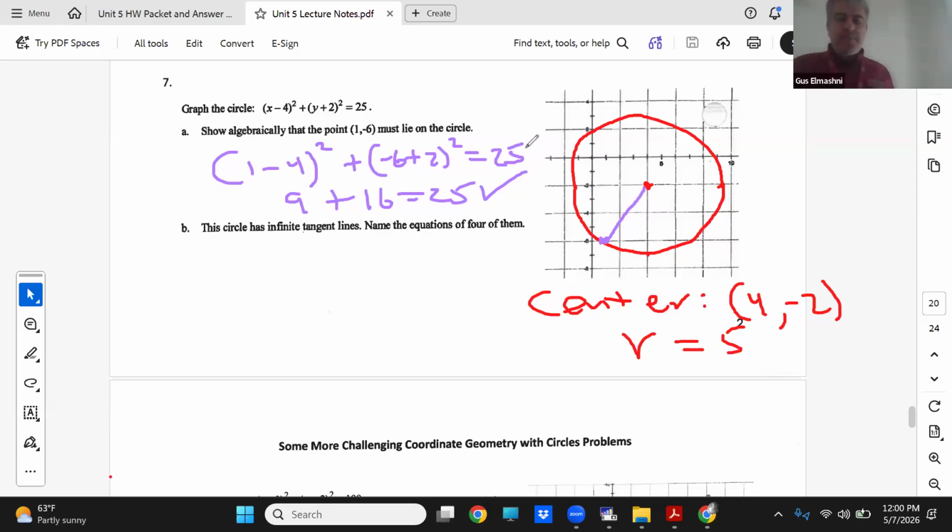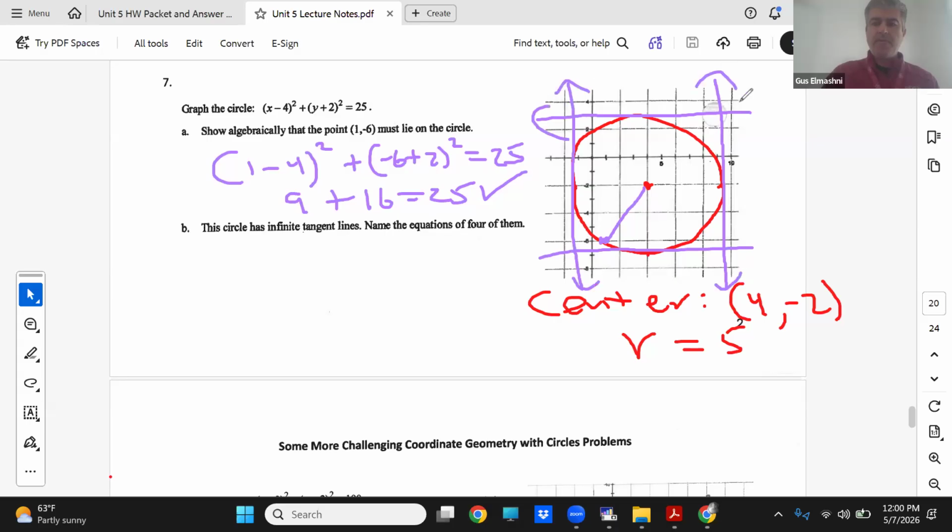Okay, the last part. Obviously, there are infinite tangent lines, right? There's a bunch of lines I could draw to this. But if you're asked to name four of them and you want to do this quickly, here's what I do. What would be the equation of those lines?